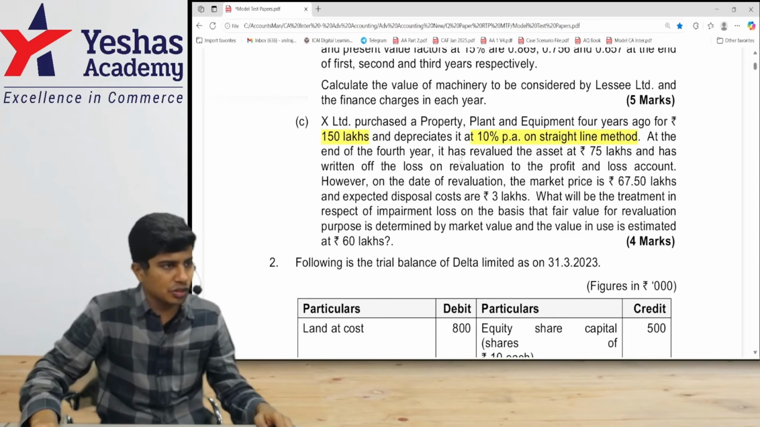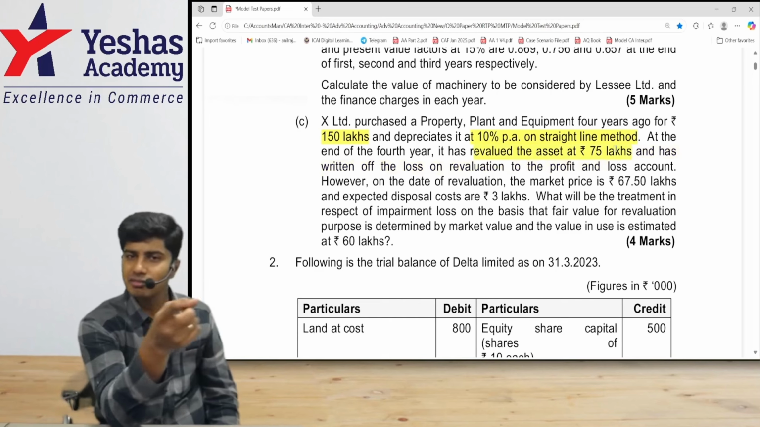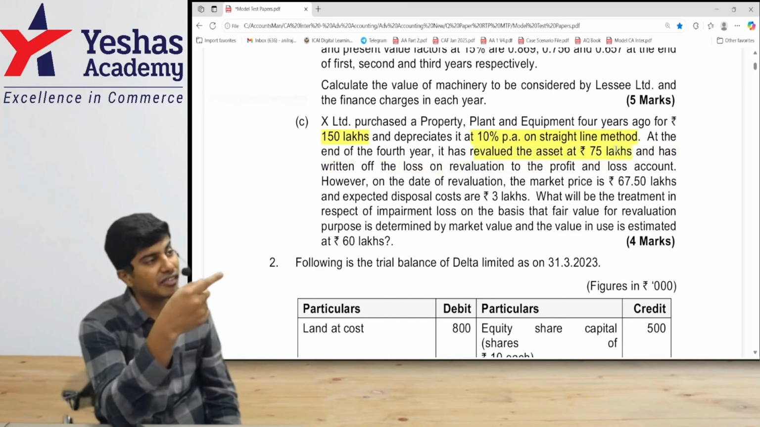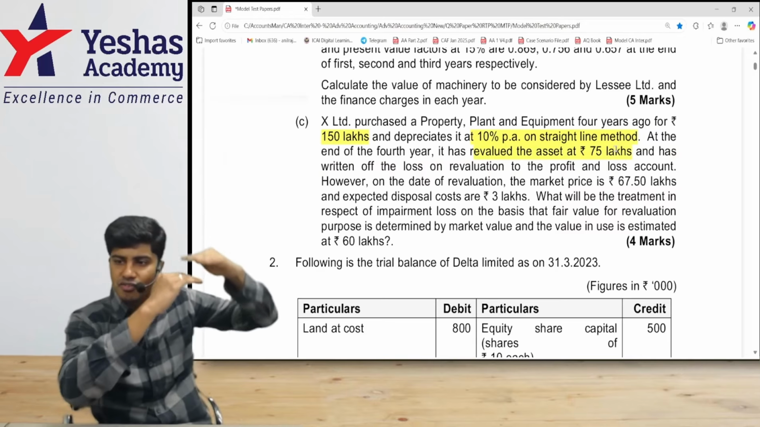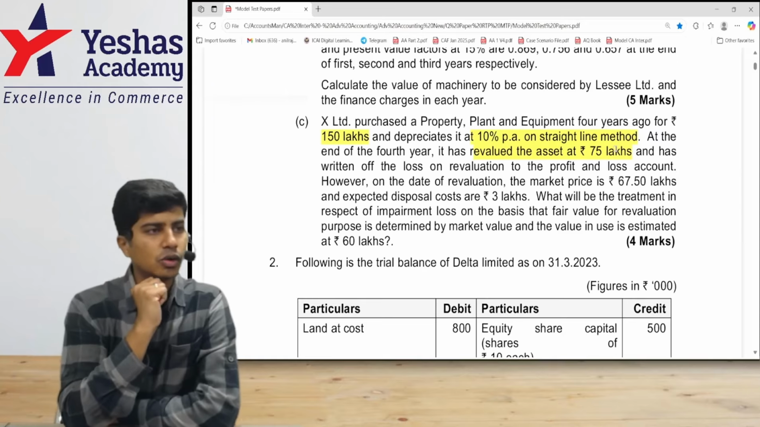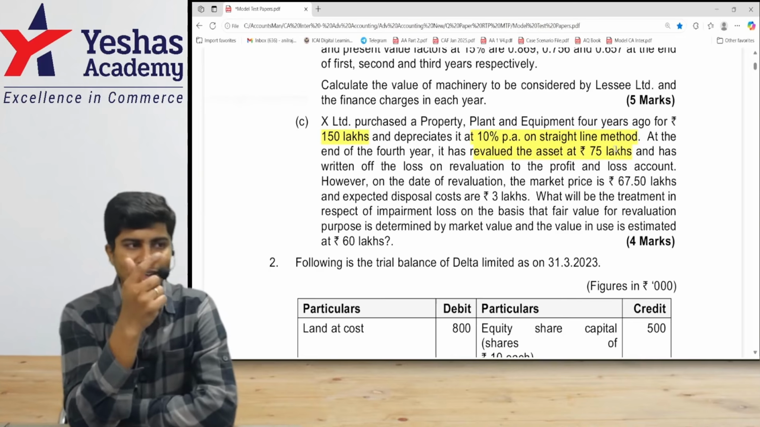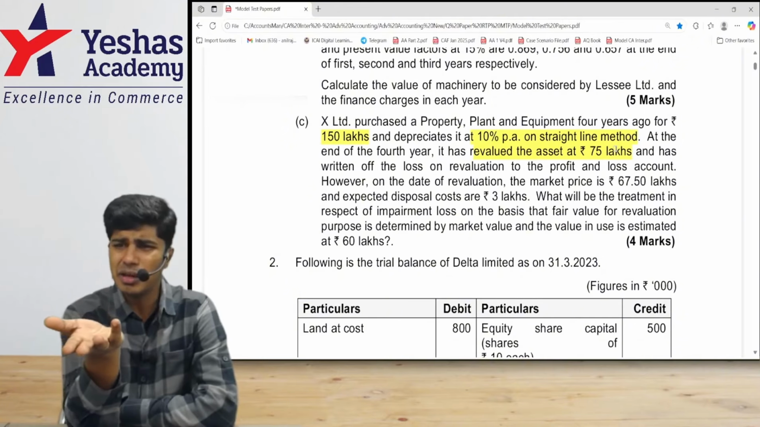At the end of 4th year, that's exactly where we are. It was revalued to 75. It was 90. Do you all agree with me? It has become 75. 90 is here, 75 is here. From 90, if you bring it to 75, can you say it is downward revaluation? On downward revaluation, asset account will be credited. Debit will be P&L.